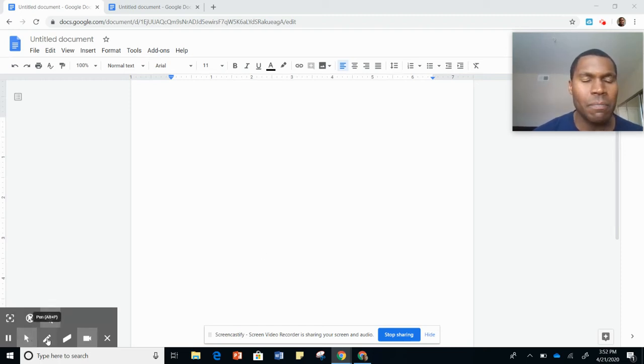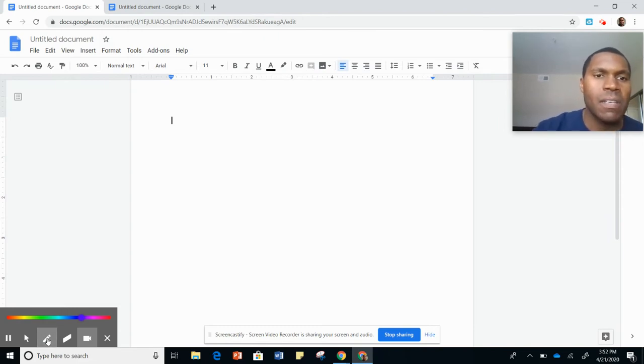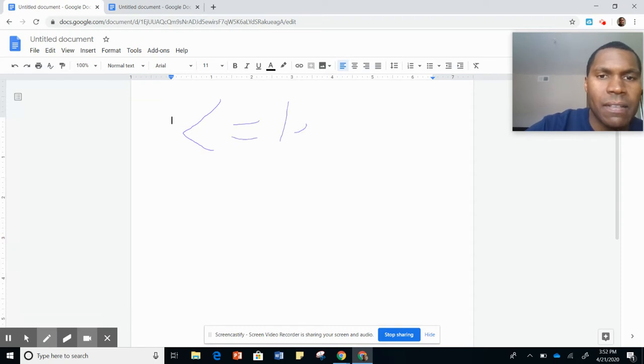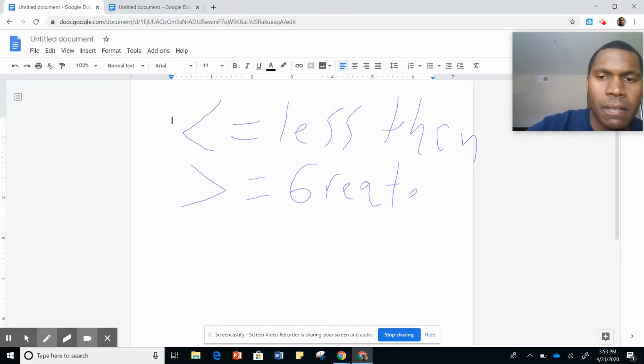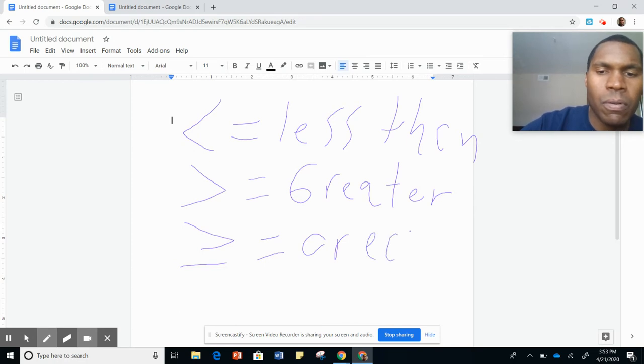Today's lesson is going to be on solving inequalities. So inequalities are similar to solving equations, except you have a less than sign, or you have a greater than sign, or you have a greater than or equal to sign.